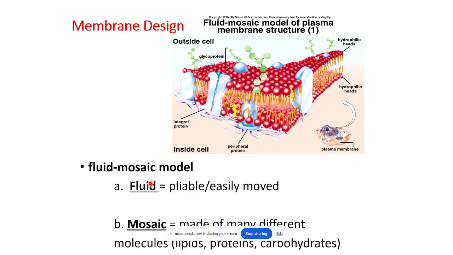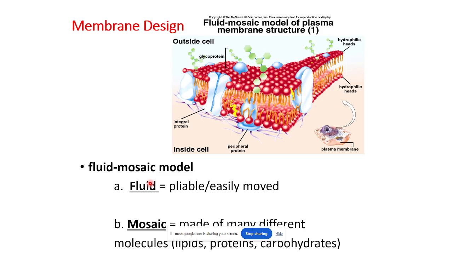Now the different models that describe this membrane design: the first one is the fluid mosaic model of membrane structure. This model says that membranes are fluid, that is, pliable and can easily move. They are very flexible, which is why it is fluidic in nature, and mosaic because it is made up of different types of macromolecules, like lipids, proteins, carbohydrates, and all. You can see this from the diagram over there.